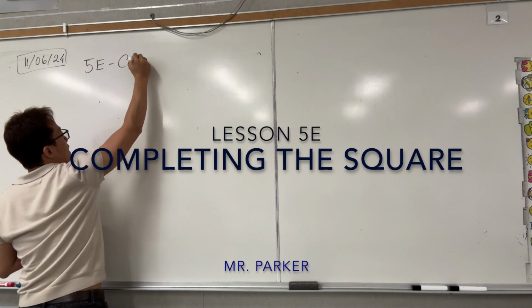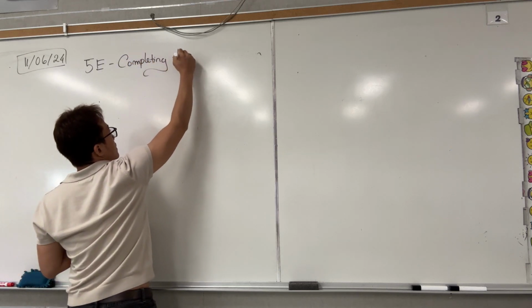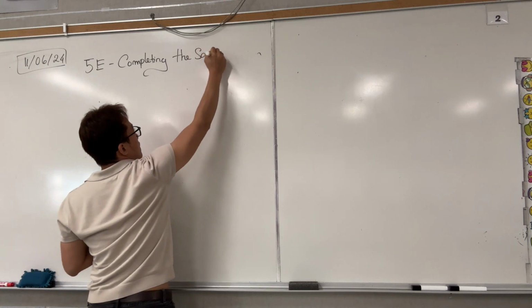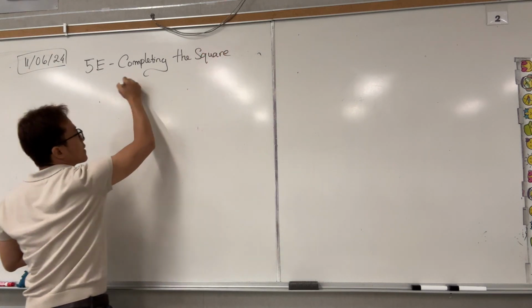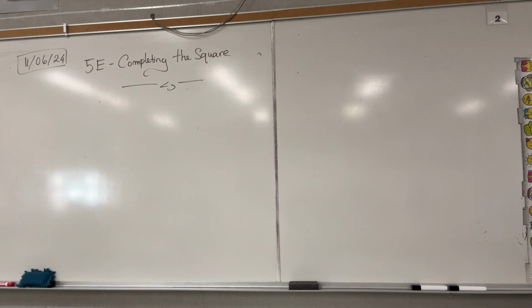They call it completing the square. Do you remember the paper I gave you, the summary? The summary here? So completing the square is part of the unfactorable.